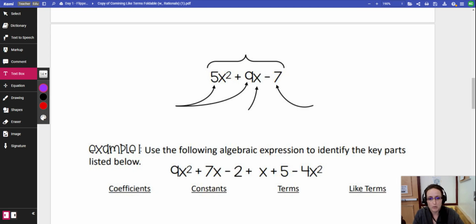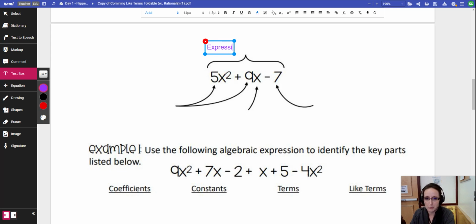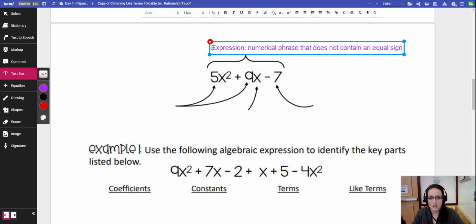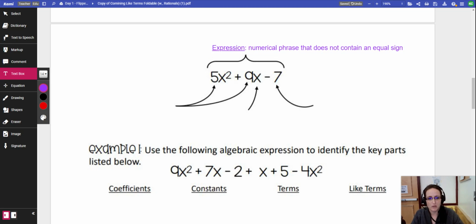So on your foldable right here, we are looking at an expression. And it is an expression because it lacks an equal sign. So we're going to go ahead and label it on your foldable that this is an expression, and it is a numerical phrase that does not contain an equal sign. And I'll just underline that real quick because I like it. All right, expression, numerical phrase that does not contain an equal sign. The key there is that it does not contain an equal sign.